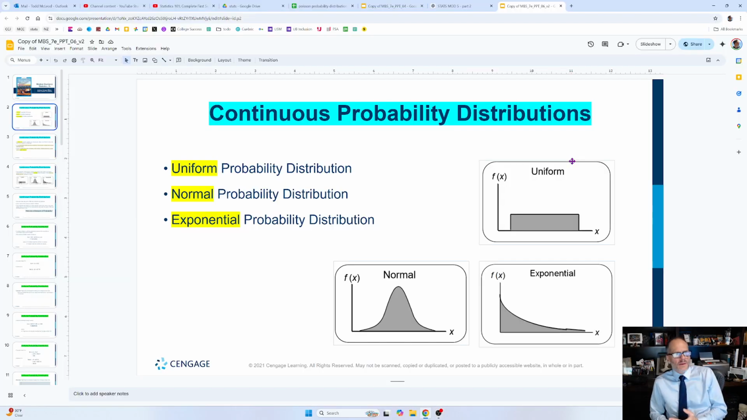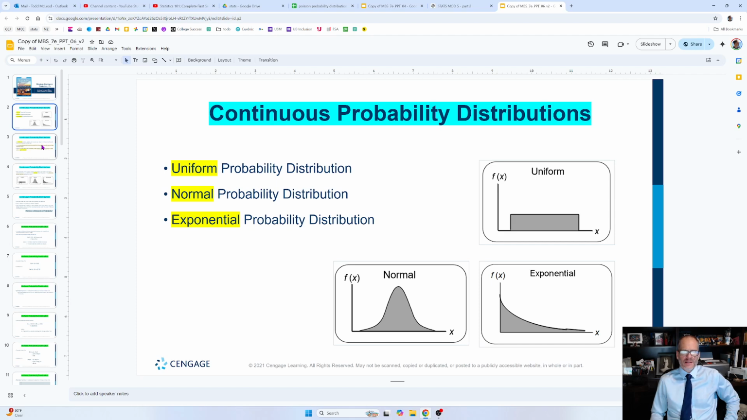All right, welcome back. We are now in Module 6, and in Module 6 we're going to learn about continuous probability distributions. And this includes the uniform, the normal, and the exponential probability distributions.